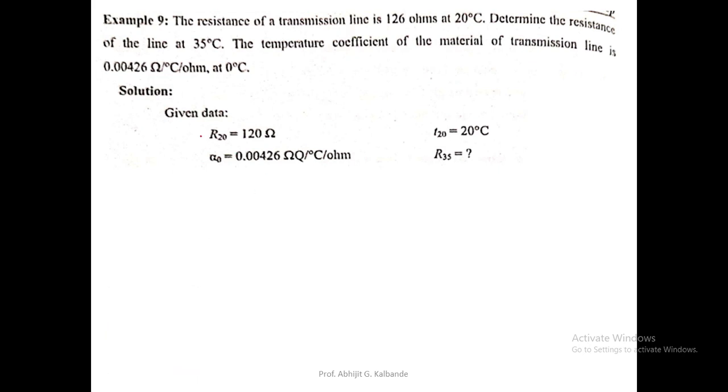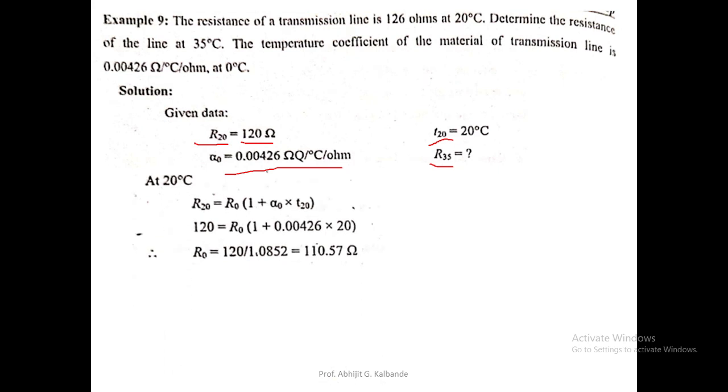The data given is that the resistance at 20 degrees Celsius is 120 ohm. The temperature is 20 degrees Celsius. Alpha 0 is given. We have to find the resistance at 35 degrees Celsius. So first of all, at 20 degrees Celsius, R20 is equal to R0 into (1 plus alpha 0 into T20). Now here we do not know the value of R0. So first of all, we find the value of R0 by putting all these values.